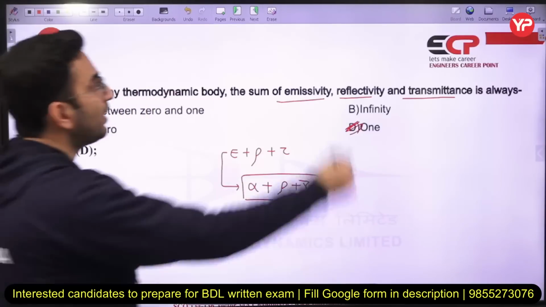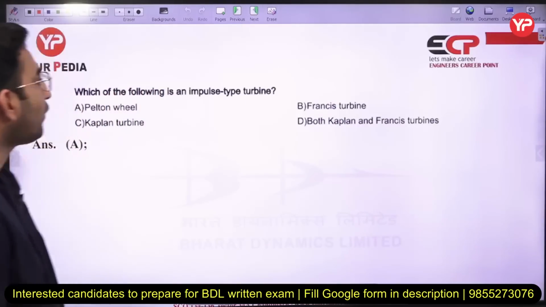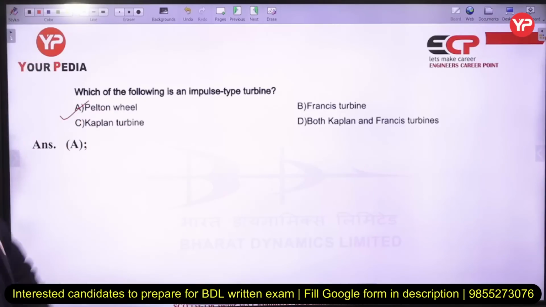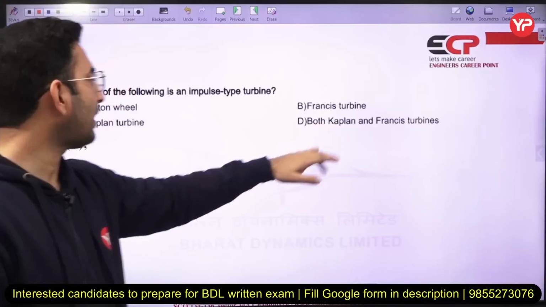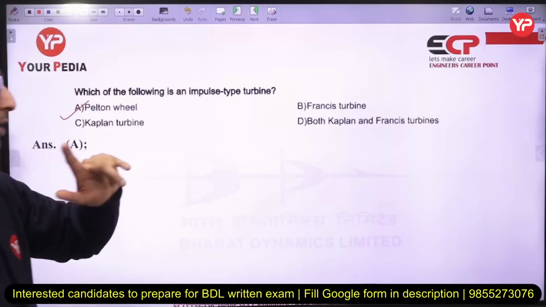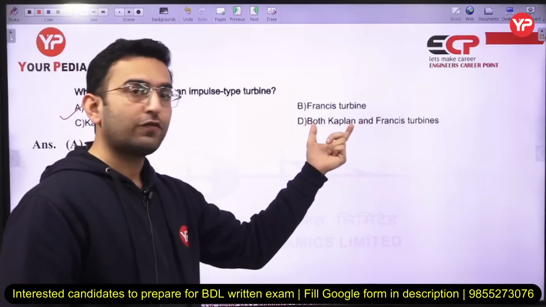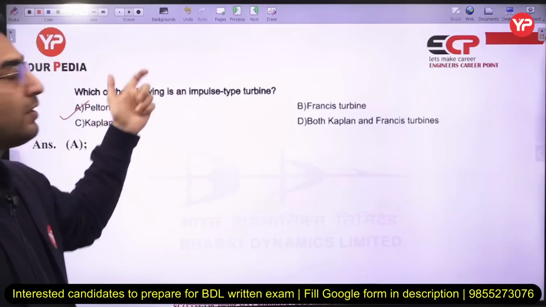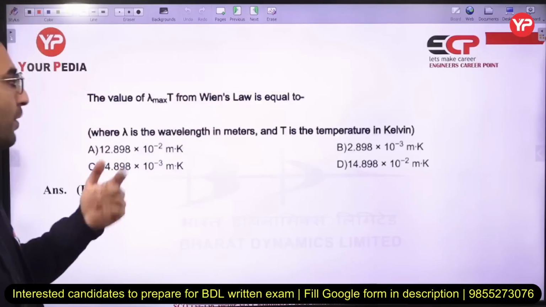Next part, which of the following is an impulse type turbine? That's a very direct question. Option A is going to be the correct one. The Francis turbine and Kaplan turbine, both of them are reaction turbines. The Kaplan is an axial flow reaction turbine, Francis is a radial flow reaction turbine, and the Pelton wheel is an impulse turbine, a tangential flow impulse turbine.